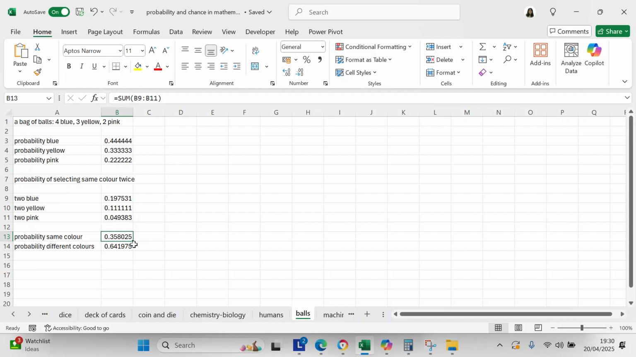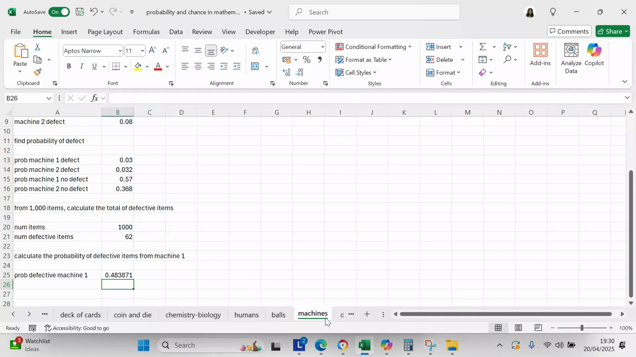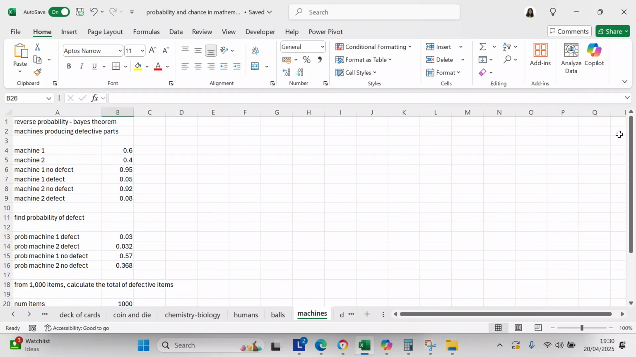0.358025, and the probability of different colors equals 1 minus B13, which is 0.641975. And you notice that these two numbers added together equals 1. So that's it for the question on balls. So now I think what we're going to do is we're going to talk about Bayes' theorem.